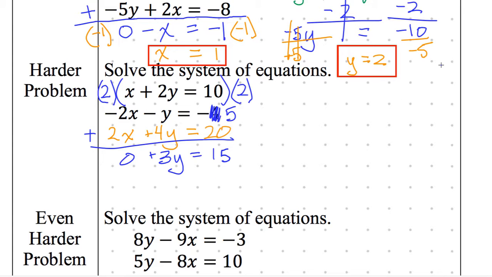And then, Jose, what am I going to do next? Divide by 3 on both sides. Yep, divide by 3 on both sides to get y equals 5. Thank you, Jose. So that is half of the answer.